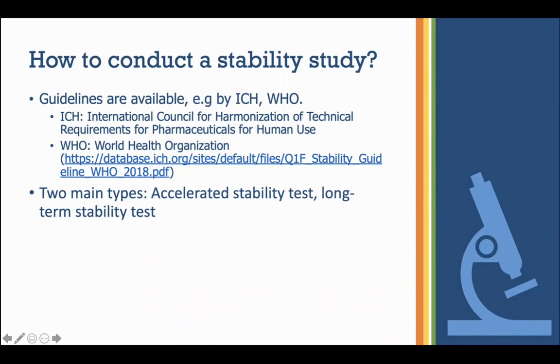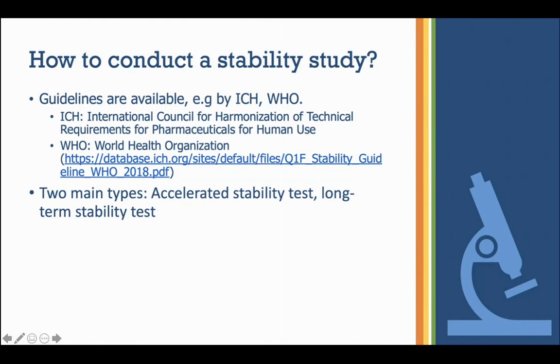Usually we choose the guideline based on our product. If the type of product is available under the ICH guideline, we will choose that guideline. It doesn't matter which guideline you use, but you have to follow a guideline. So there are two main types of stability testing: accelerated stability testing and long-term stability testing.